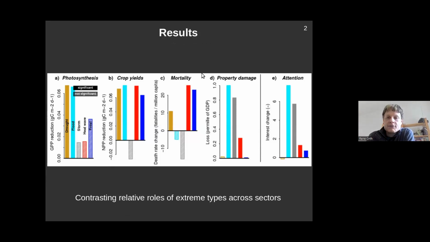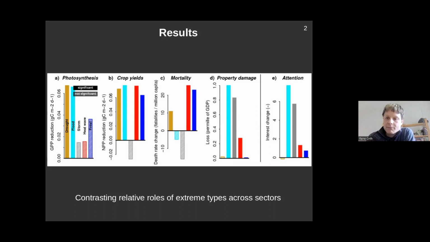And then you can see this divide as we move from the biophysical to the socioeconomic sectors. You can see a different pattern here. For the socioeconomic sectors, it's mostly windstorms and floods which are most relevant, while heat waves and even more so droughts are really not so relevant at all. So this approach allows us to determine which extreme event and which hazard is relevant across which sectors.